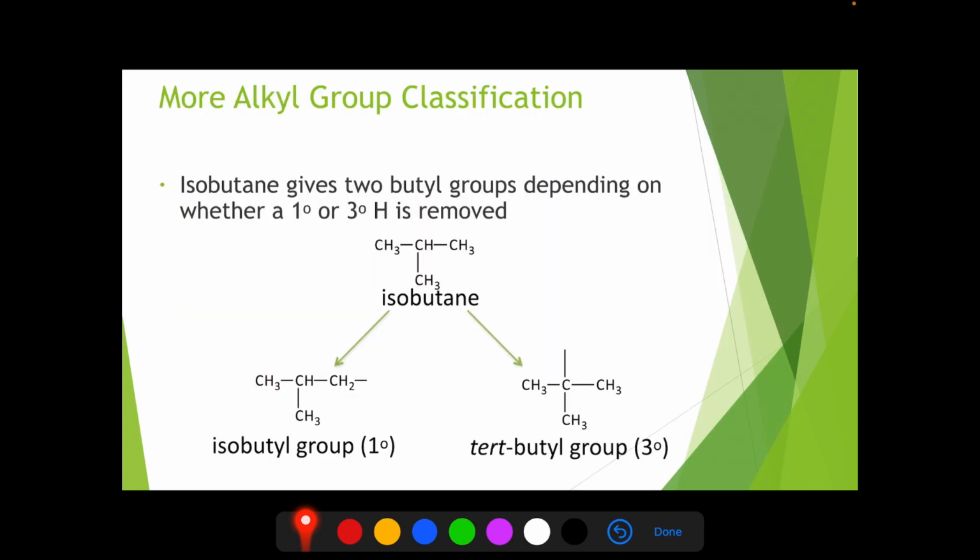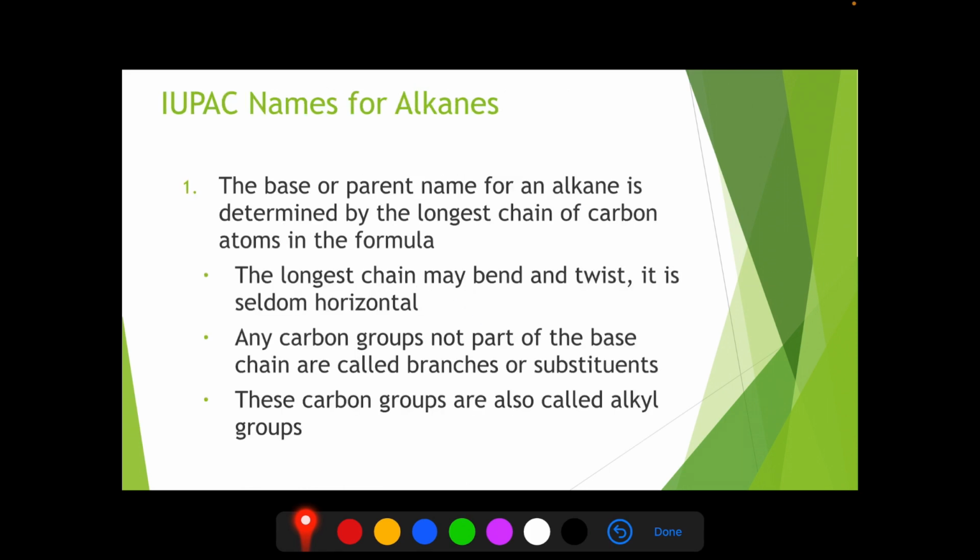If we look at isobutane, all right, it can give 2 groups depending on whether it's a primary or a tertiary. So this is why this gets named this way. With the IUPAC nomenclature, we don't really have to worry about this, but actually learning the difference between a primary and a tertiary will help you in the alcohol naming chapter in the future.